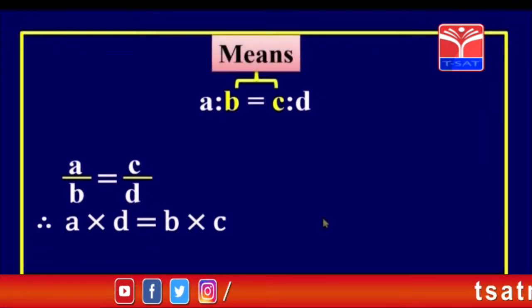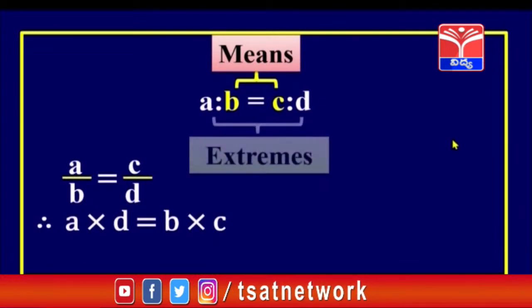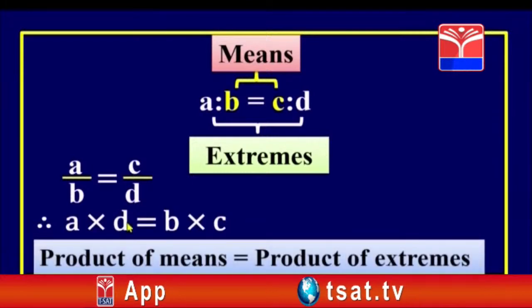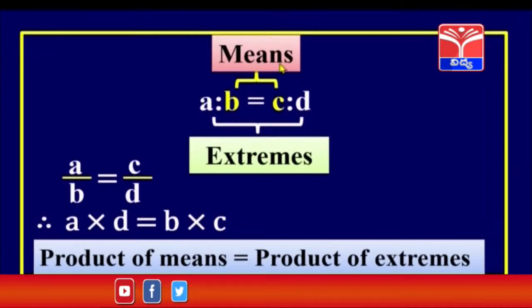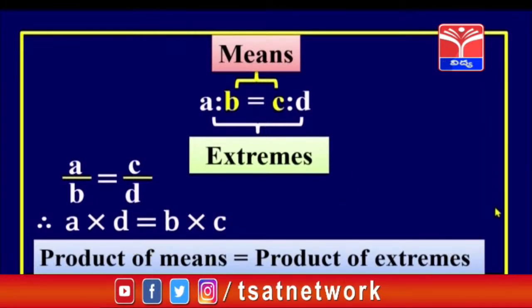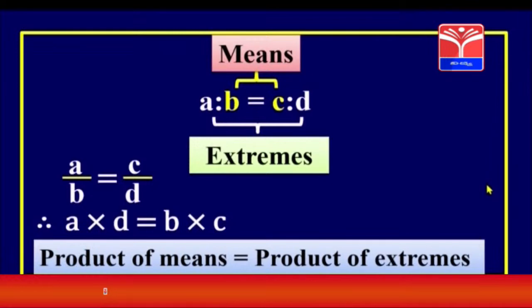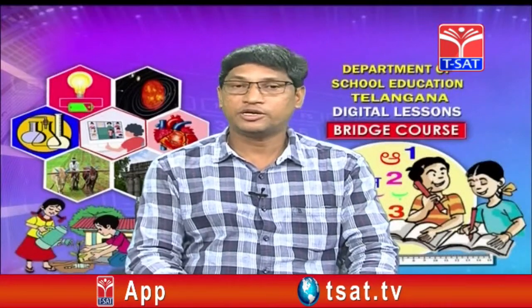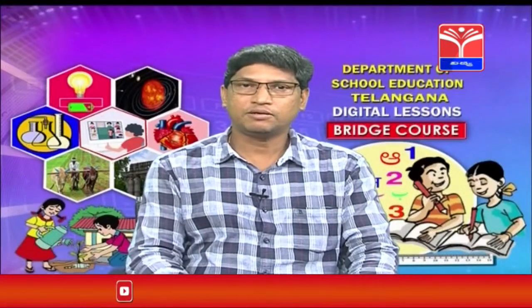Here B and C, these terms are called means, whereas A and D are called extremes. So if you notice here, A into D is the product of extremes and B into C is the product of means. So I can write product of means is always equal to product of extremes whenever the quantities are in proportion. Got it, children?